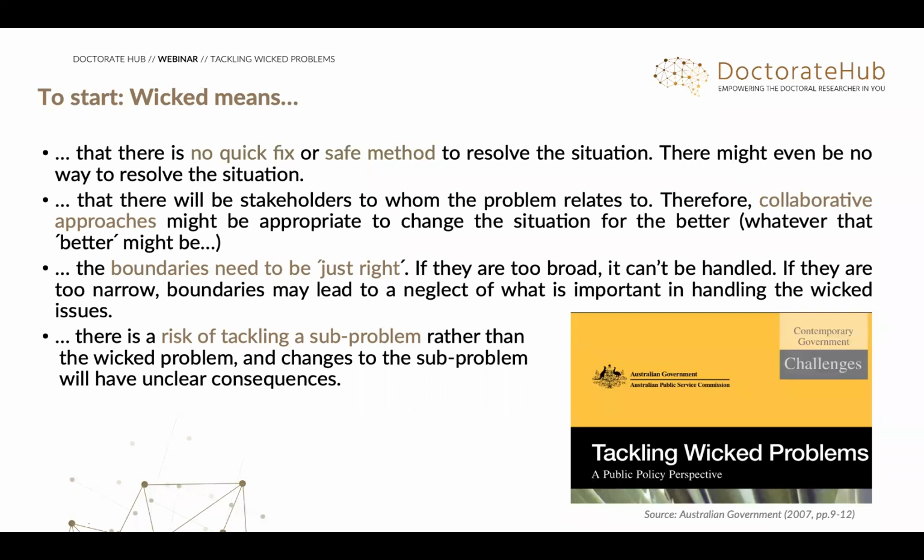Engagements and the boundaries need to be just right. If they are too broad, it can't be handled. If they are too narrow, boundaries might lead to a neglect of what is important in handling. Remember the school lunch case. An unwanted outcome of forbidding unhealthy food is kids eating even more unhealthy. And if you handle it just as a sub-problem rather than the big problem, then changes to the sub-problem might have unclear consequences to the bigger problem. So you also need to work out exactly what the boundaries of the problem are and what the entire case is. Remember the research organization example 2 earlier. Each of those elements must be known and worked out.